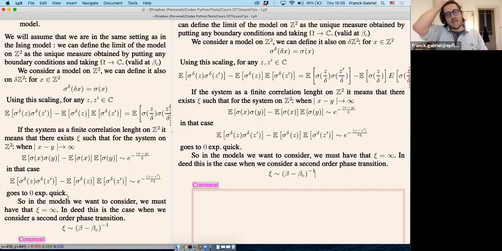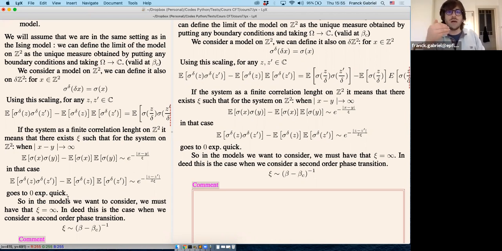Which means that when beta is bigger than beta C, you will have to choose what boundary condition you put. When beta is smaller than beta C, you don't care about it. And when beta is equal to beta C, fortunately, you don't care about it. And you can define a unique measure, which is this Ising model on the grid Z2.